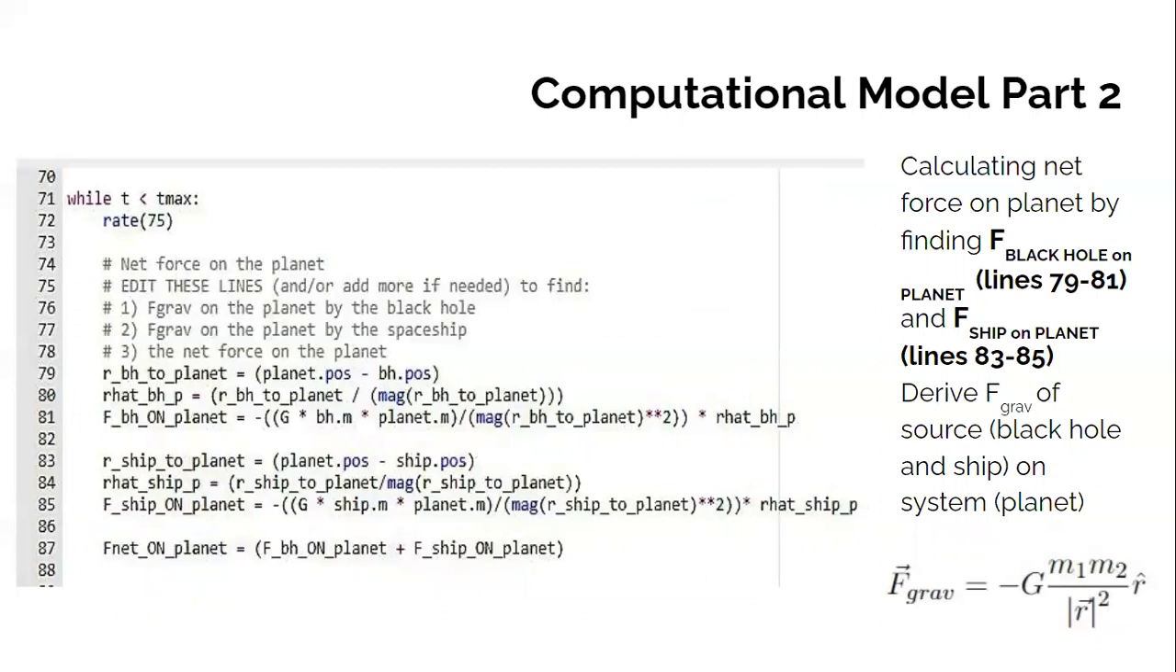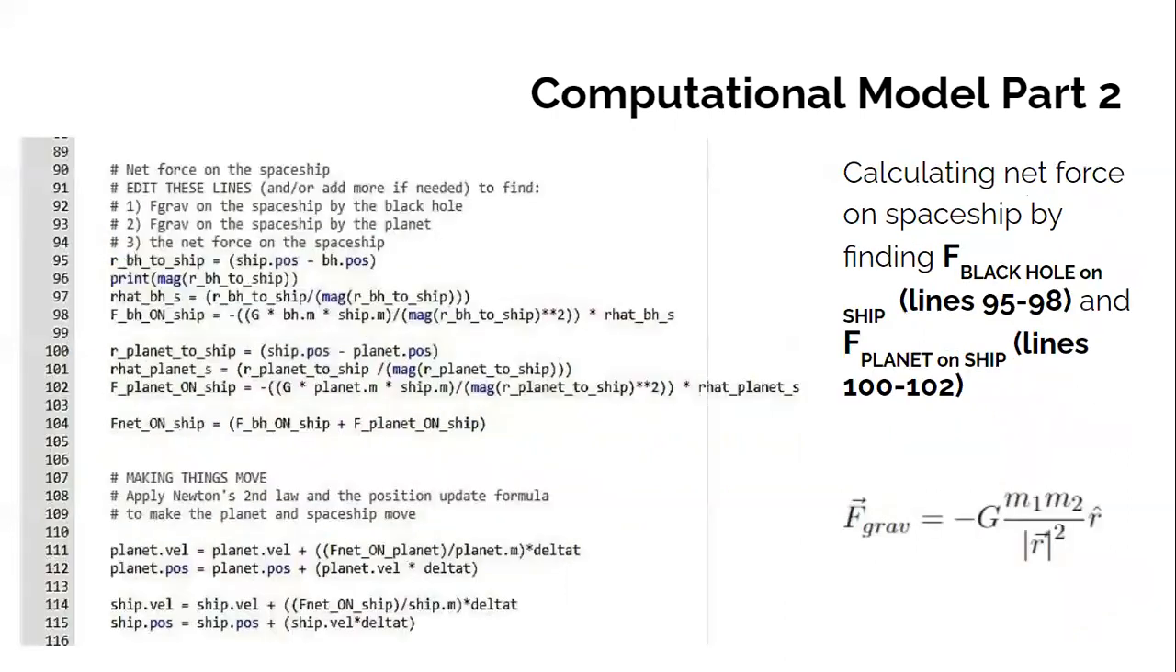Now, the computational model that we need to build is this: we need to find the net force on the planet by the black hole and the ship, and also the net force on the ship by the black hole and the planet. What we did for that was again use the formula with the gravitational constant, and define r at lines 79 and 83 and r hat at lines 80 and 84, so we could find the total force on the planet. And we did the same thing for finding the net force on the spaceship.